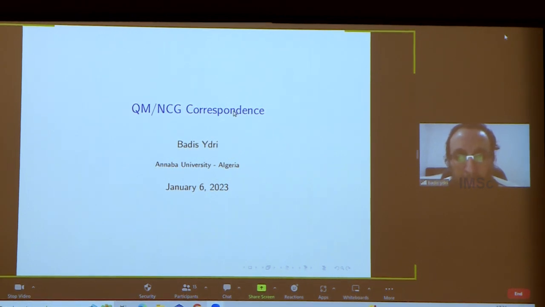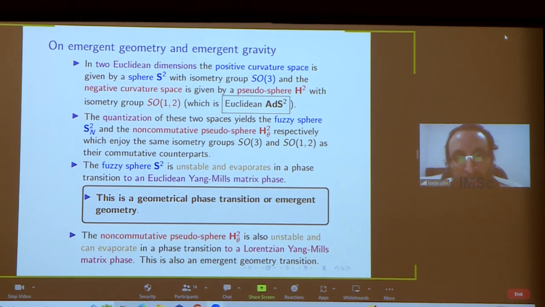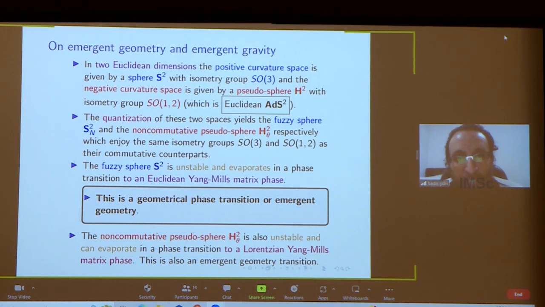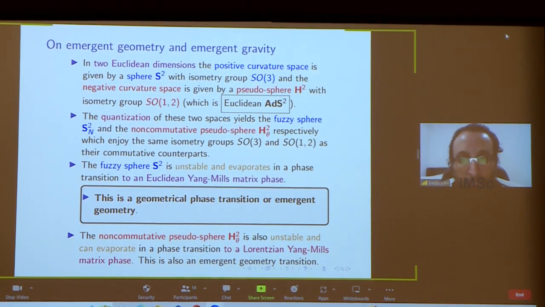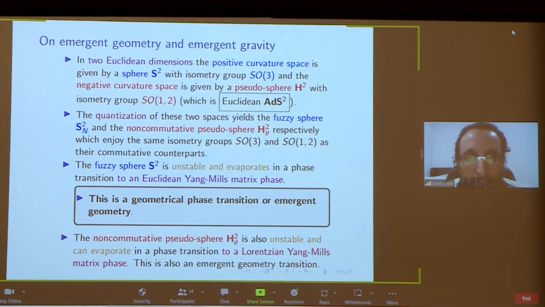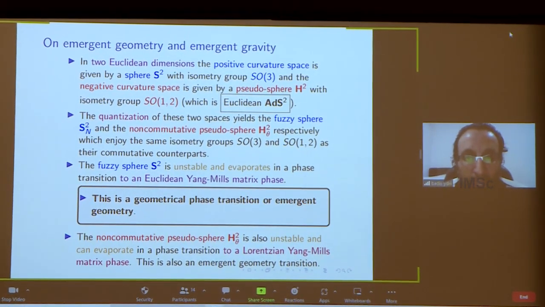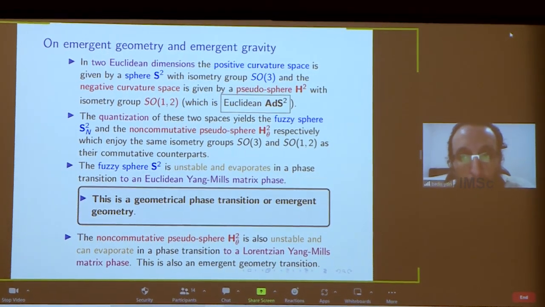The second bit, if I have time, I will try to discuss the quantum mechanical dual of this theory. And then I will conclude with a brief discussion of the correspondence between non-commutative AdS2 and the quantum mechanics of the AFF, the so-called conformal quantum mechanics.